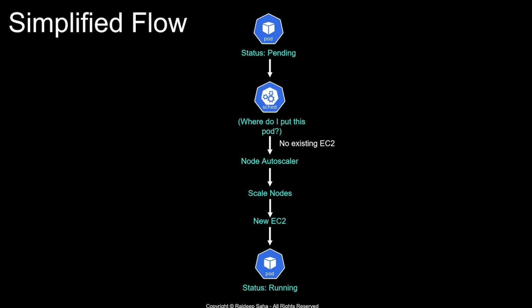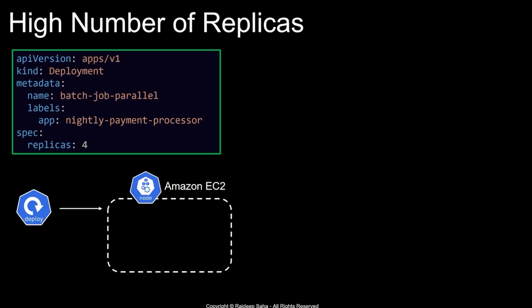I wanted to touch on another scenario. The scenario we just discussed, using horizontal pod autoscaler and the node scaler, is very, very common for microservices. But in some cases, you may be running your Kubernetes pods as batch jobs. So let's take an example. Let's say you run a deployment of 4 replicas, and let's say this deployment runs a batch job. So this is not really triggered by horizontal pod autoscaler.